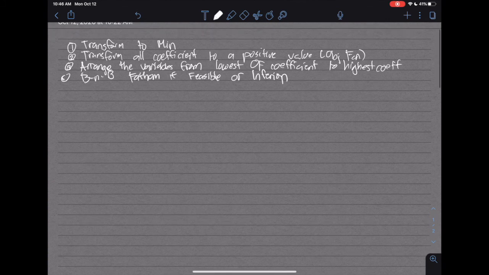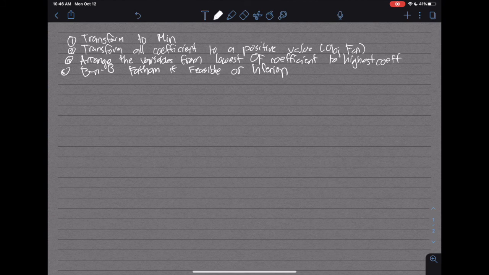Okay? So again, the steps are to first transform the problem into a minimization problem. Next is to transform all coefficients to a positive value in the objective function. Next is to arrange the variables from lowest objective function coefficient to highest objective function coefficient. And then we branch and bound and fathom if a branch is infeasible or inferior. We will be discussing why these steps are important after we solve the first example.